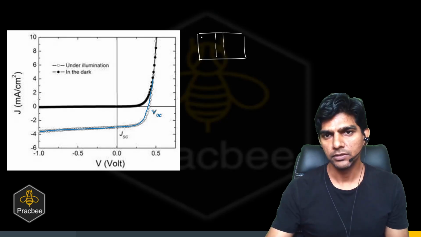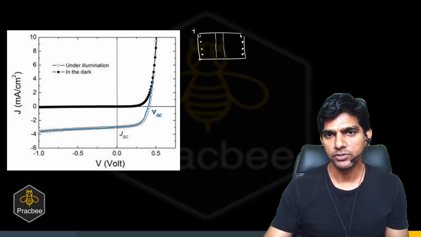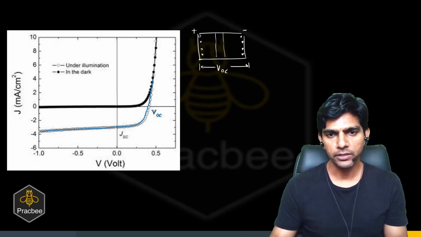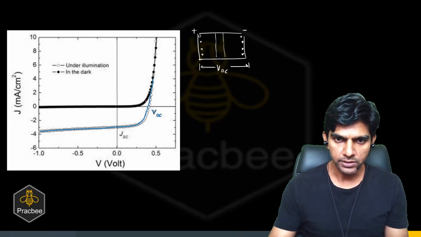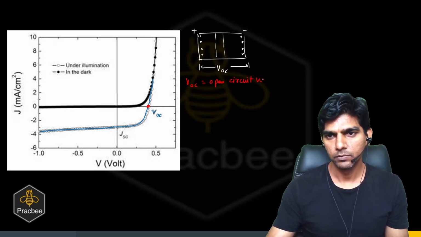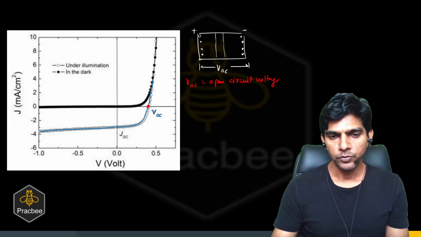this is the depletion region. Here we have holes. Here we have electrons. So this is relatively positive. This is negative. Now the voltage across these two ends is VOC, right? Open circuit, because it is not connected with any external circuit. So that's why it is known as open circuit voltage. VOC is open circuit voltage.